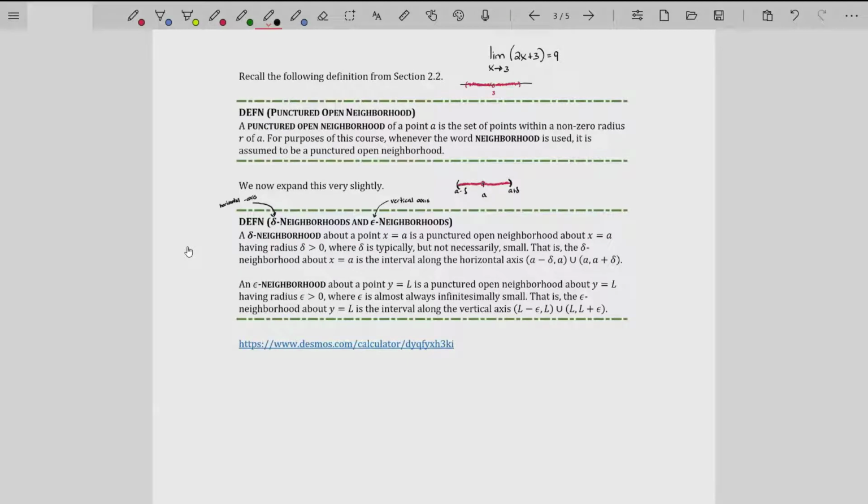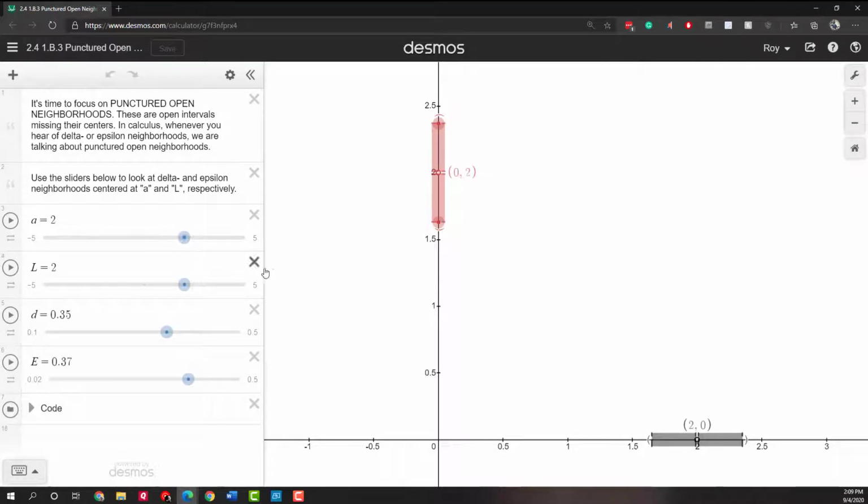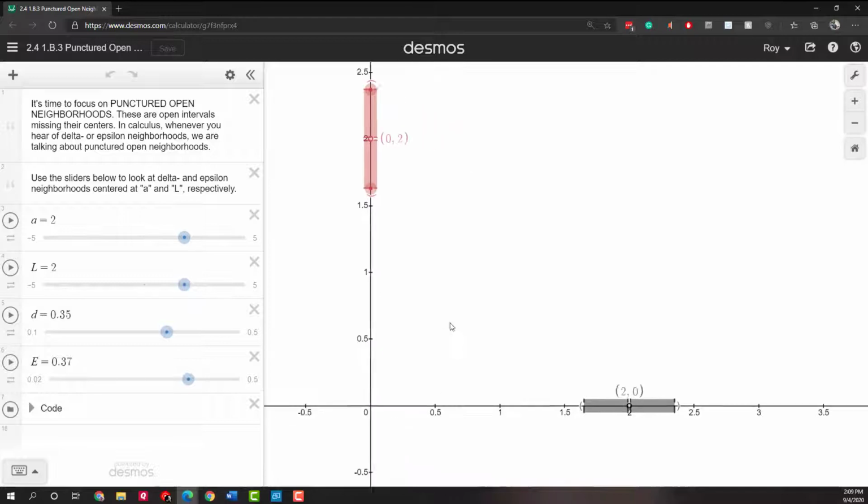And to illustrate this, I have a little applet. I think this part of calculus is so important to use a lot of technology to really reinforce the concept. So let's go ahead and do that here. As you can read, it's time to focus on punctured open neighborhoods. These are open intervals missing their centers. In calculus, whenever you hear of delta or epsilon neighborhoods, we are talking about punctured open neighborhoods.